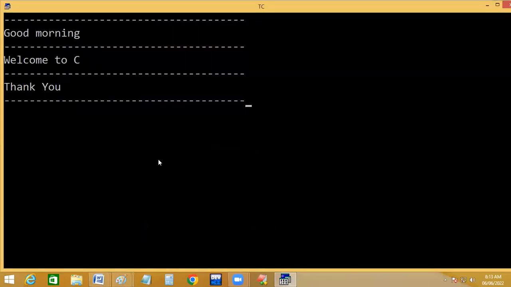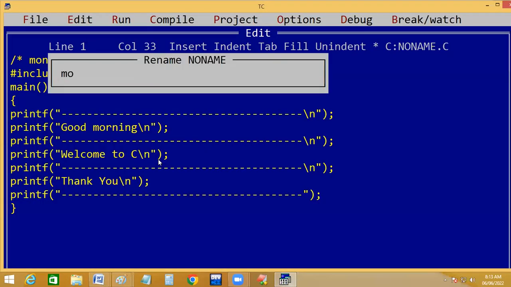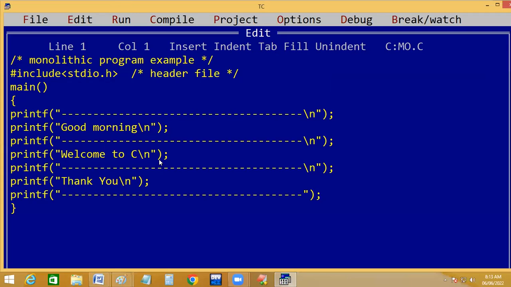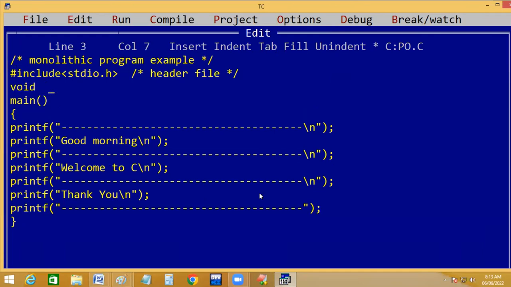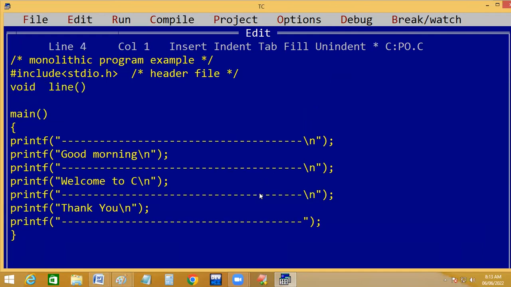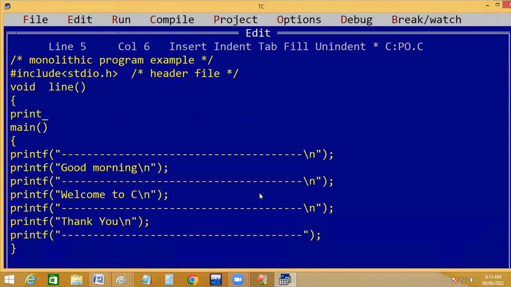Everyone observe it, guys. It is mono, no? And now I am going for POP. Just watch it, guys. How many lines do I want to create? How many horizontal lines? 4. Then watch what I am doing. Void line, and now printf. That's all.